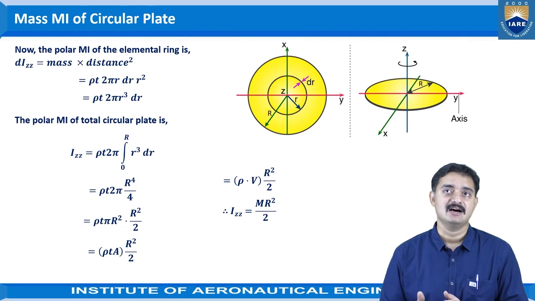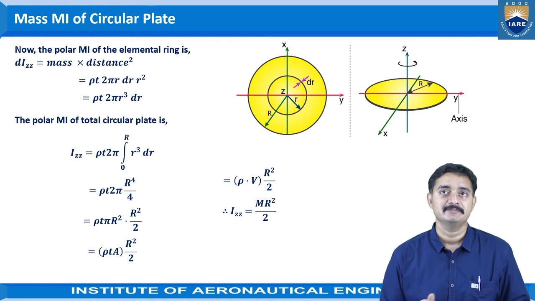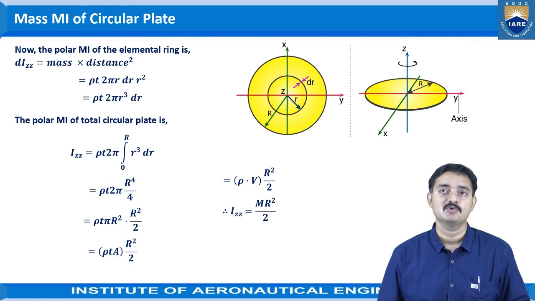Distance is r and the mass can be treated as density into volume. So that can be written as rho t 2 pi r cube dr. The polar moment of inertia of the total circular plate is Izz equal to rho t 2 pi integral 0 to R of r cube dr. That is equal to rho t 2 pi R power 4 by 4. That is equal to rho t pi R square into R square by 2.